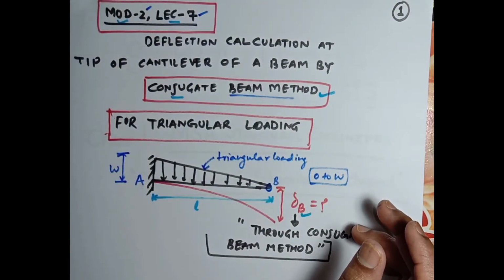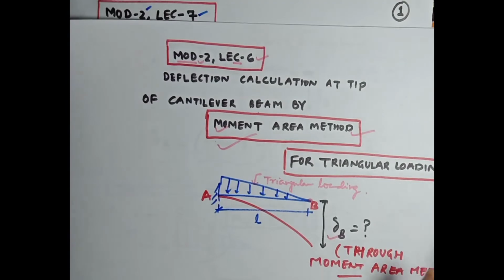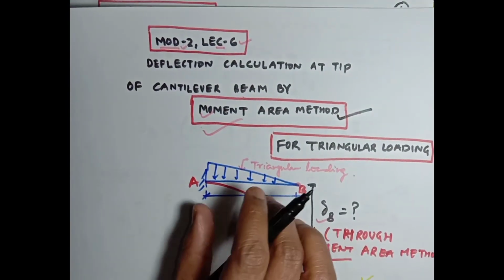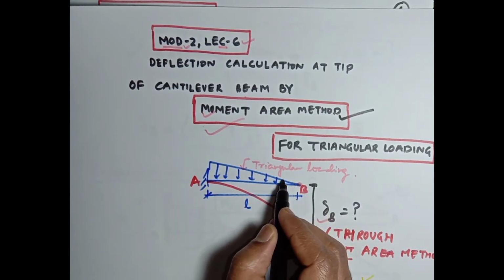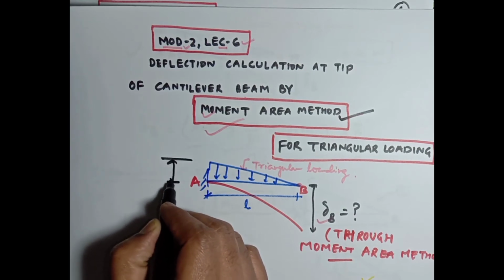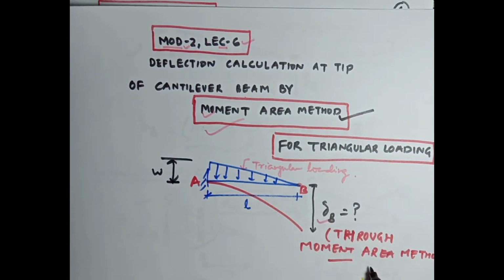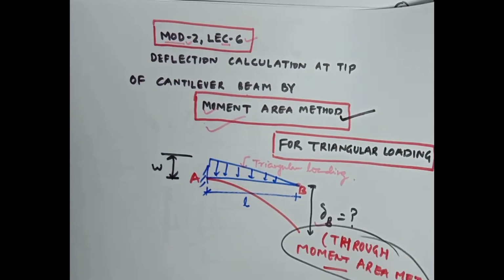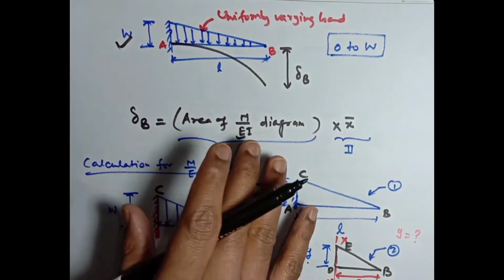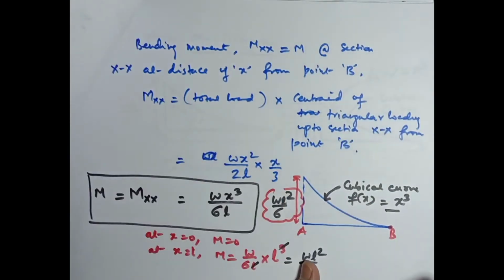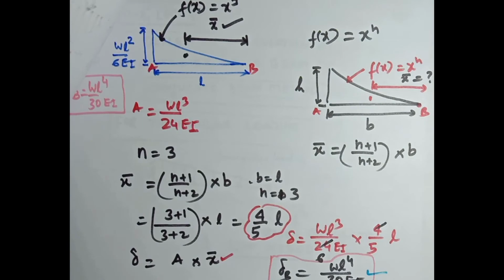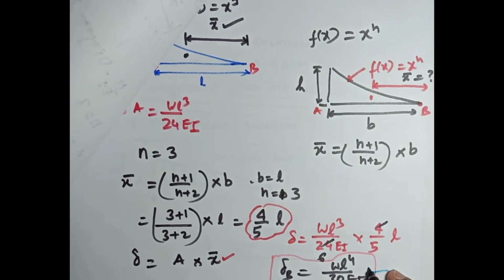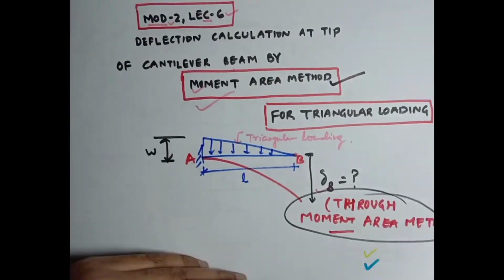Now, using lecture 6, you can also see the same example which was solved using the moment area method. Problem statement is the same, the length of this beam is the same, loading is triangular loading, or you can say linearly varying loading. Maximum value is W at the support, and it was solved through the moment area method. You can see the preview of this lecture. At the end of this lecture you will see the value calculated for the deflection at point B of this cantilever beam is here. Here WL to the power 4 divided by 30 EI is the same value we have calculated using the moment area method.